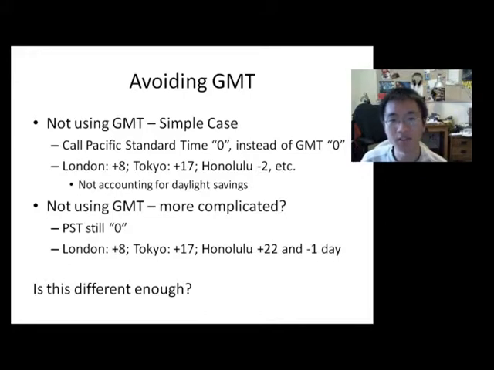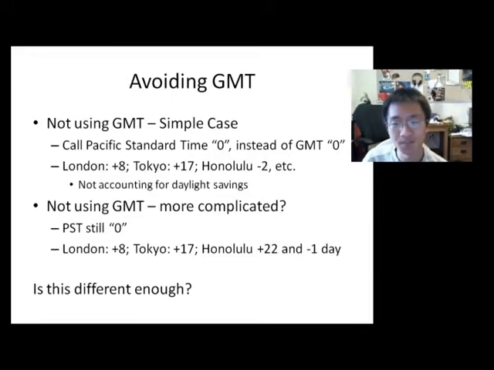So what Apple could try to do to circumvent this patent is to use something other than GMT as a reference point. So instead of calling Greenwich Mean Time 0, maybe you can call Pacific Standard Time 0. Then Honolulu, instead of being -10, would be -2, and other cities would change. So this is just changing the 0 reference point. Maybe this isn't different enough, and then they can try something a little bit more complicated. Instead of having any negative times, they would use all positive times and then subtract days. So Honolulu would be plus 22 hours minus 1 day.